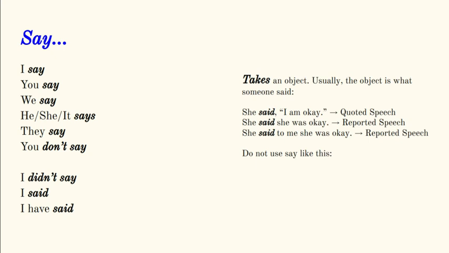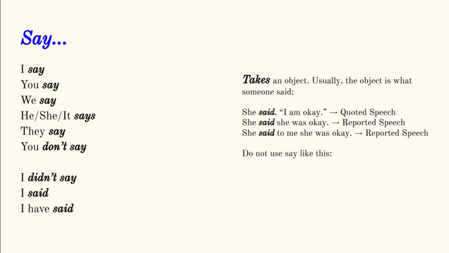All right. Now you want to know that say takes an object. And usually the object is what someone said. If we use quoted speech, we say something exactly how someone said it. So let's imagine she said, I am okay. That's exactly how she said it. A quoted speech would be, she said, comma, quotation marks, I am okay, period, quotation marks. And sometimes we adapt the way that someone says something and we use something that is called reported speech. So when she initially says it, she says, I am okay.